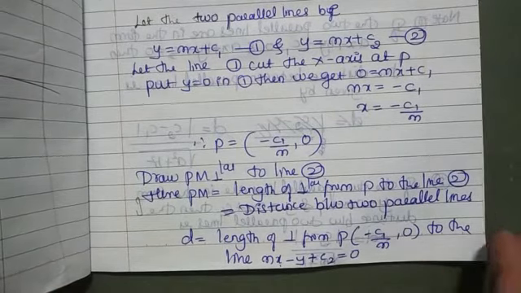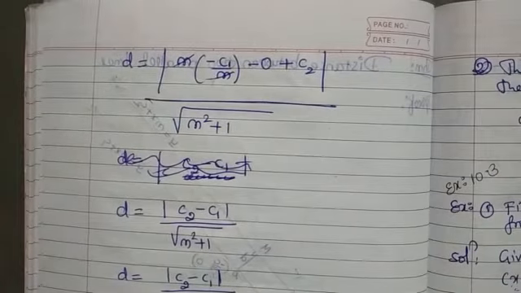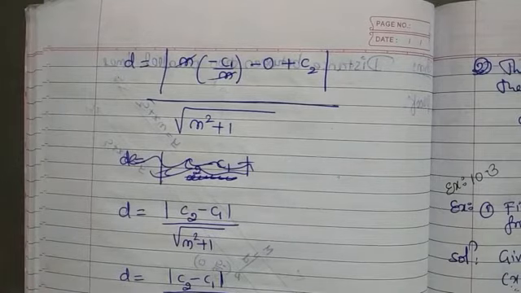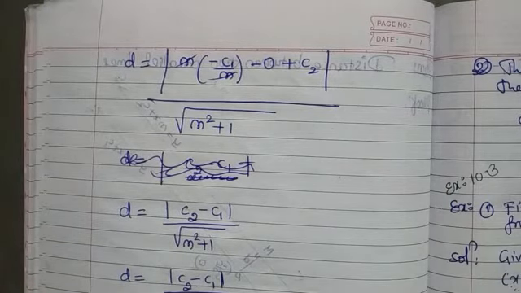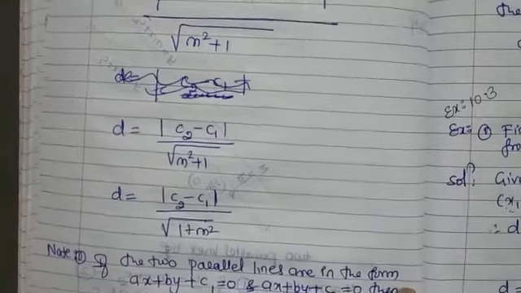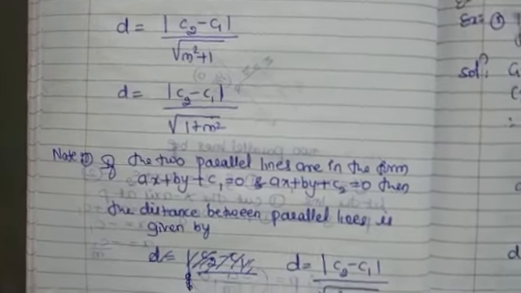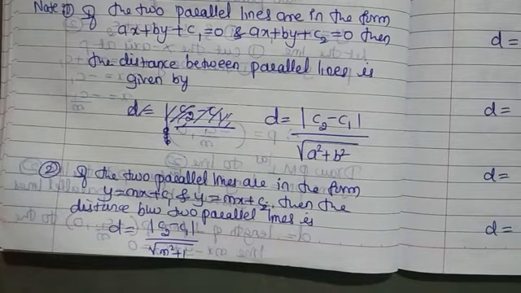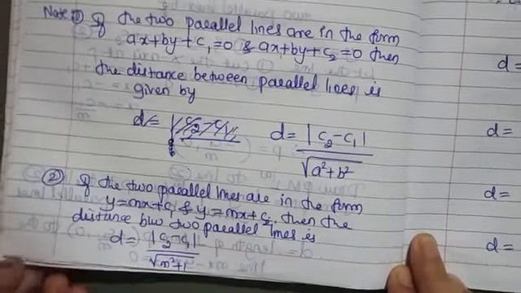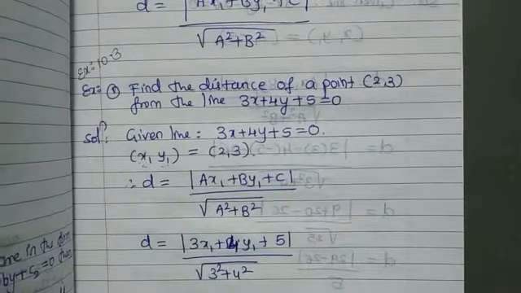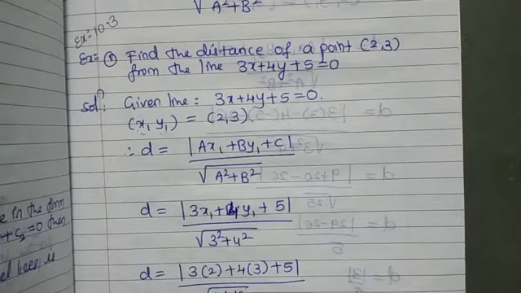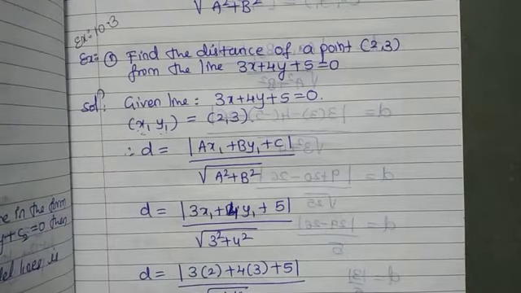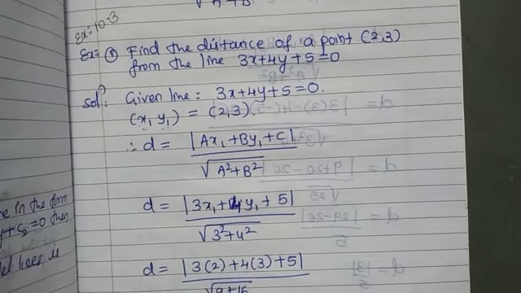Okay, the distance between two parallel lines is given by modulus of c2 minus c1 divided by root of m square plus 1 if the lines are in slope intercept form. If the lines are in general form, then the distance between two parallel lines is given by modulus of c2 minus c1 divided by root of a square plus b square. Okay. What is the distance of a point from a line? That is given by mod of ax1 plus by1 plus c divided by root of a square plus b square. Okay, now we'll solve examples on these two concepts in the next class. Thank you.